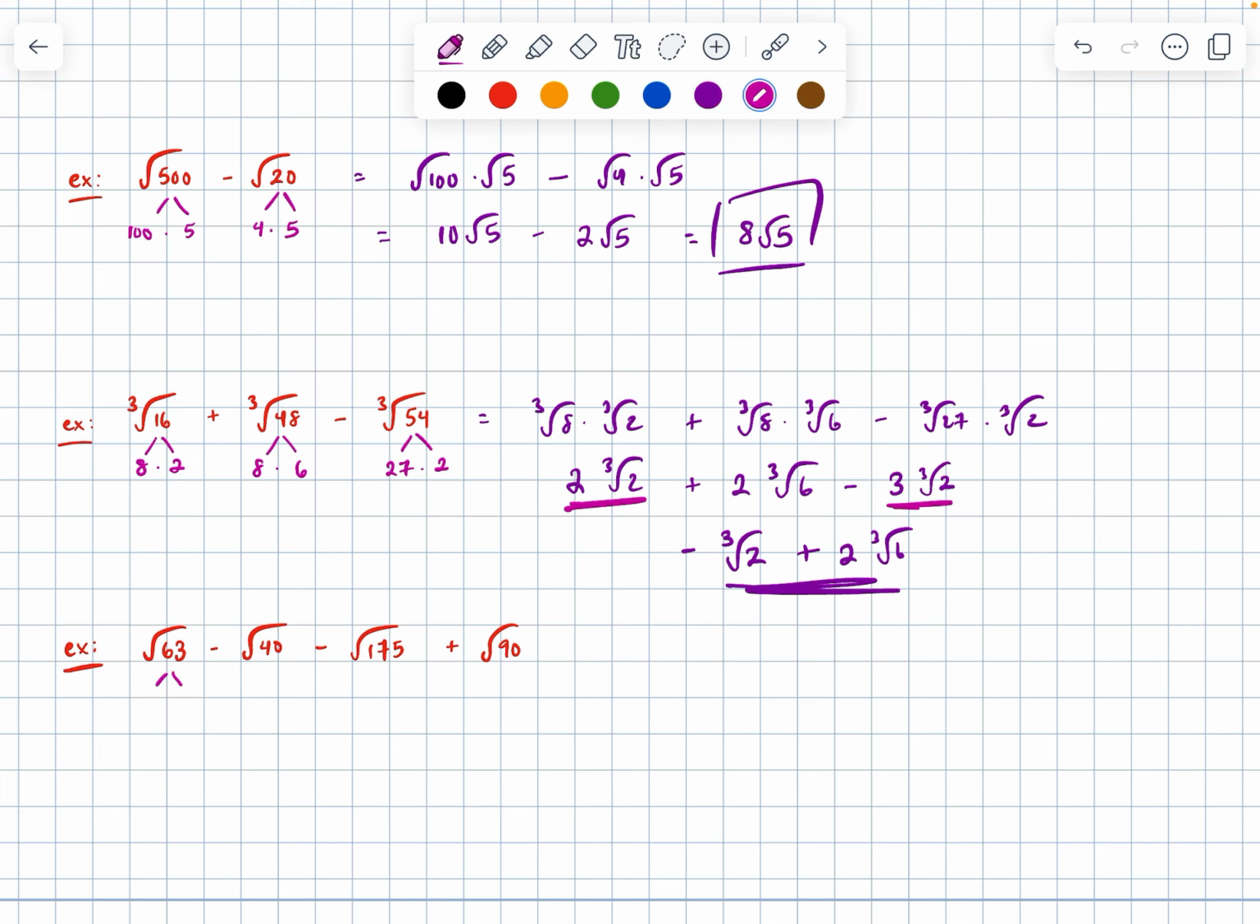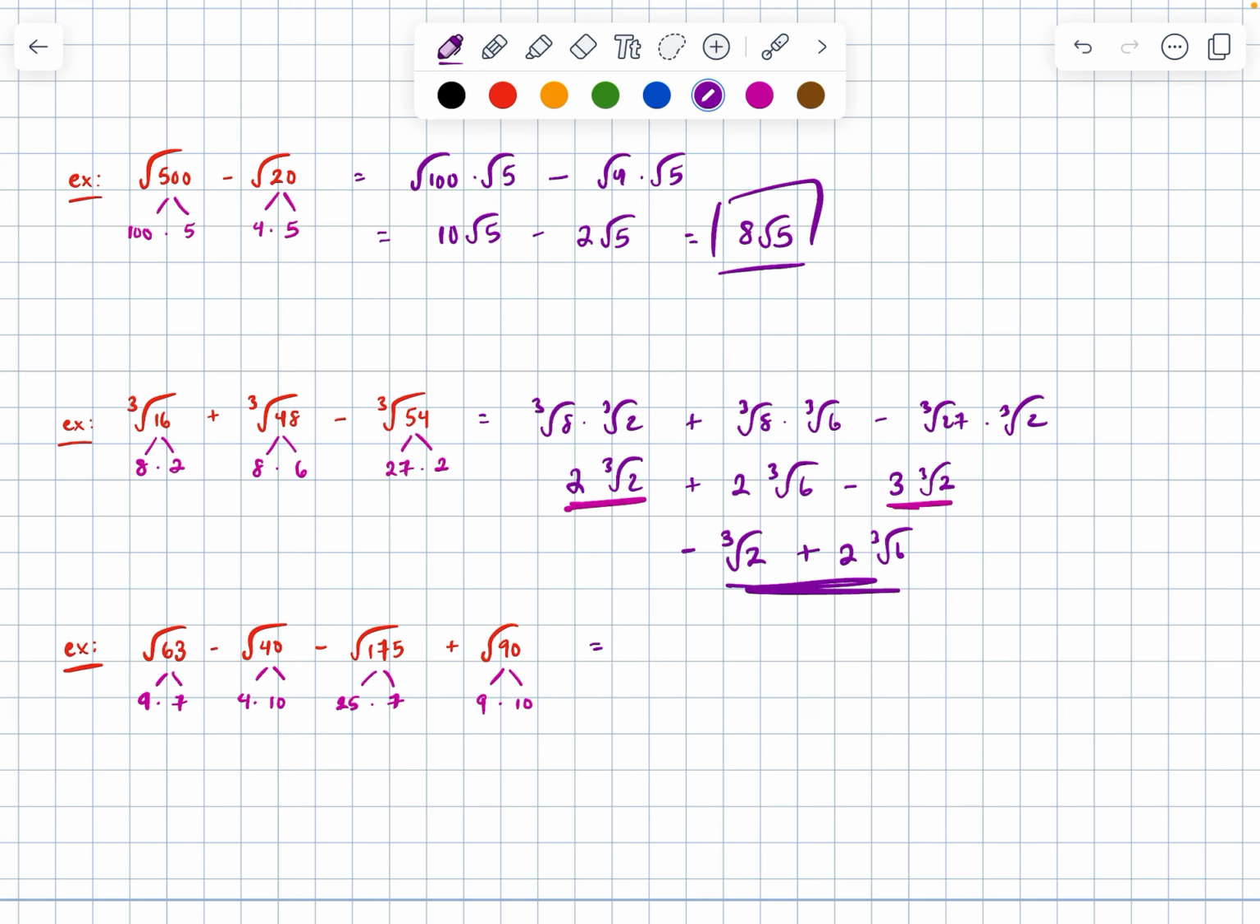Last but not least, the square root of 63. Well, I'm going to take this guy. This is 9 times 7. 9 is a perfect square. The square root of 40 is 4 times 10. 4 is a perfect square. The square root of 175. 175 is 25 times 7. 25 is a perfect square. And the square root of 90, well, that's 9 times 10.